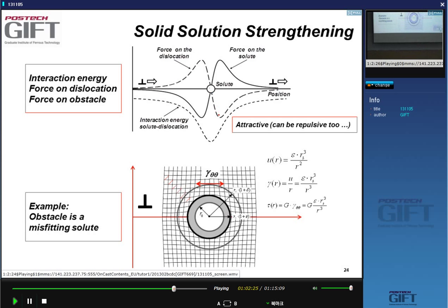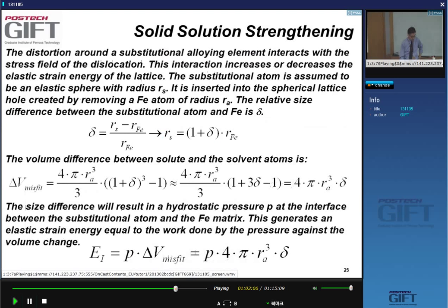If it's an attractive interaction, when the dislocation comes close to the defect, it's going to be pulled towards the defect. And then when the dislocation needs to go beyond the solute, it will have to be pulled loose of the point defect or the solute. Okay, so that's the shape of the force. The force-distance relation here.